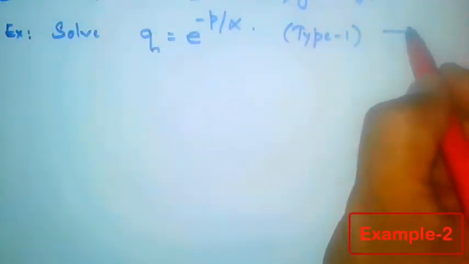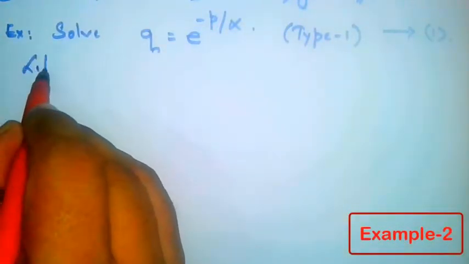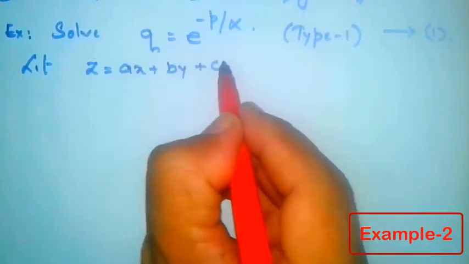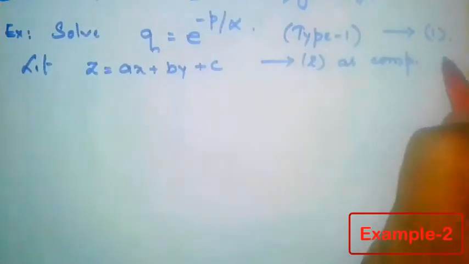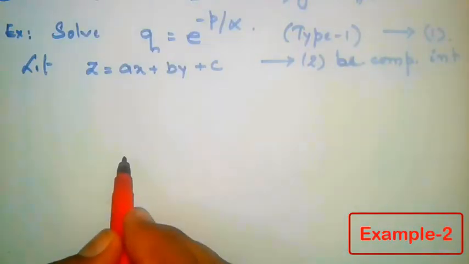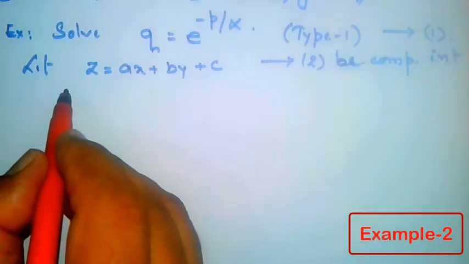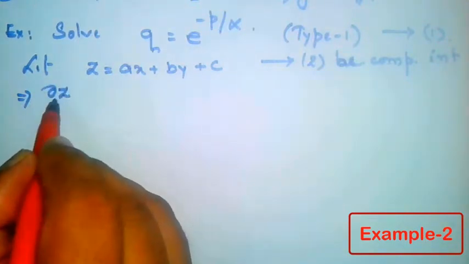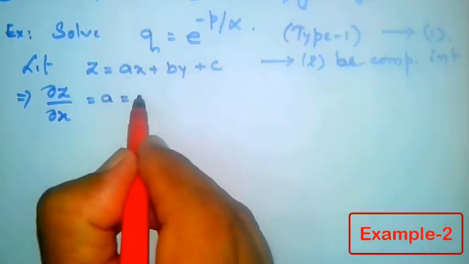So let us consider this as equation number 1, and as per the procedure we have to consider the solution as z equal to ax plus by plus c, call it equation number 2, as the complete integral. So we have considered the complete integral of the partial differential equation as in equation number 2. Now we have to differentiate this with respect to x, and we will get dou z by dou x equal to a into 1 plus 0 plus 0, and it is p of course.